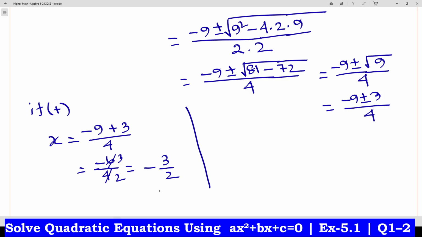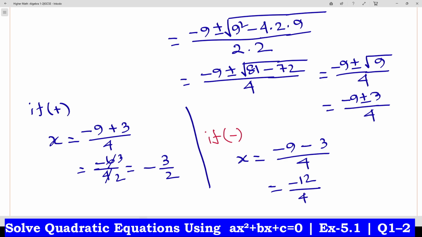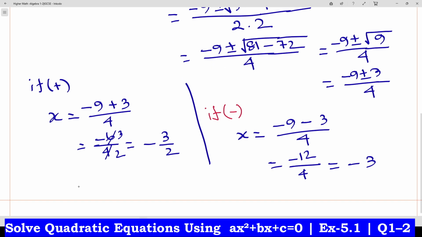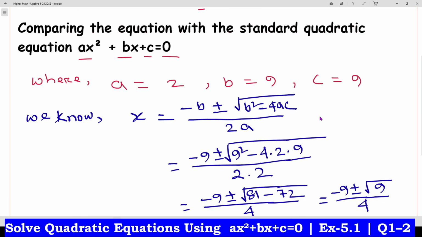Similar thing, if minus, in that case x equals to minus 9, then minus 3 divide 4. So minus 9 minus 3 is minus 12 divide 4. So our answer will be minus 3. So finally we get x equals to minus 3 or minus 3 by 2. It's an OR, right? So this is our answer.